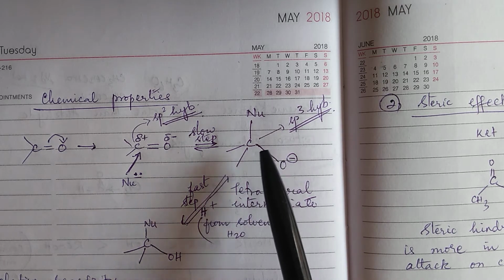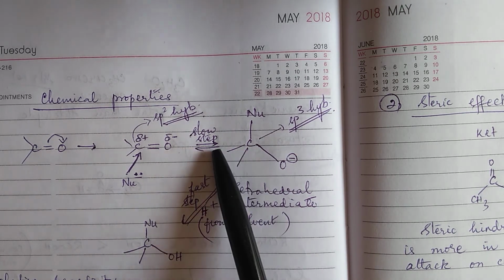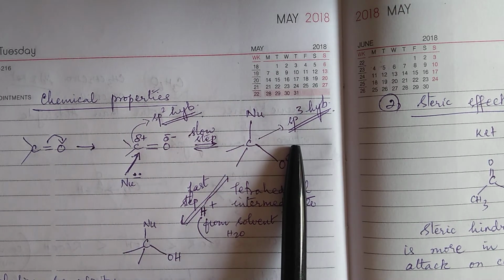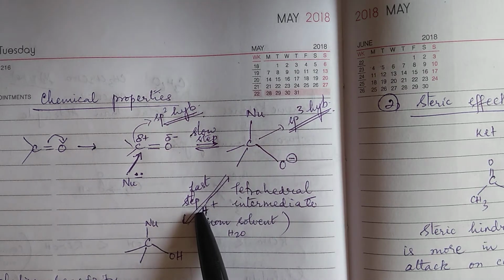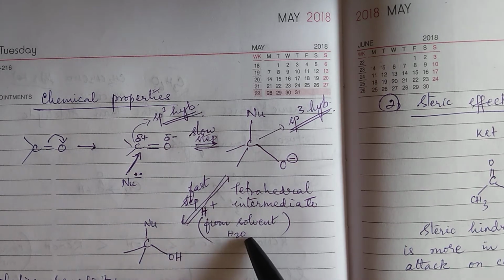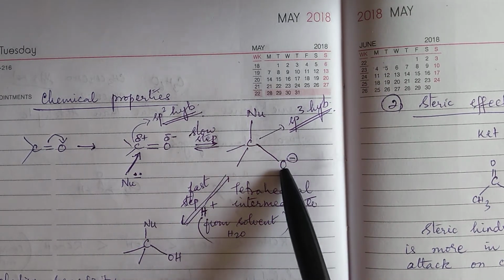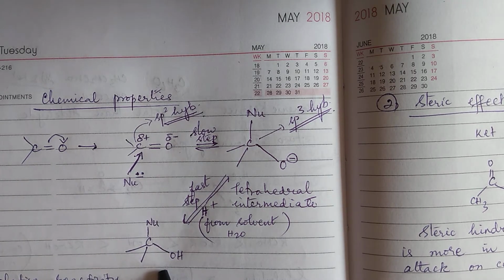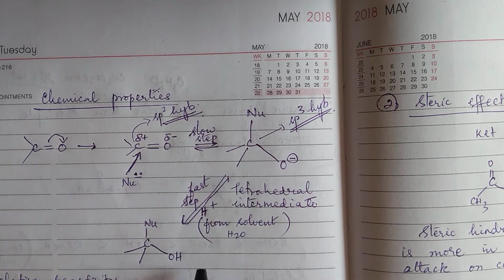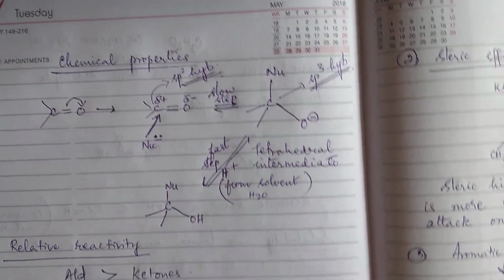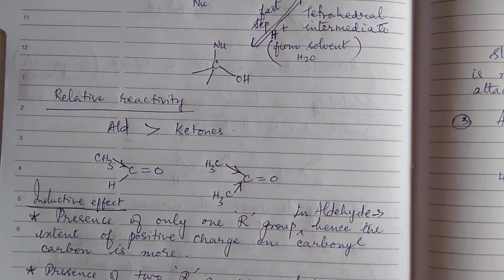Now in the slow step, what happened? sp2 is getting converted into a tetrahedral intermediate, and in the fast step what happens? It will take up H plus from the solvent, say from water, and this O minus will get converted into OH. So this is the final product that you get, and the reactions are based on this particular aspect. Now let us see about the reactivity of aldehydes and ketones.